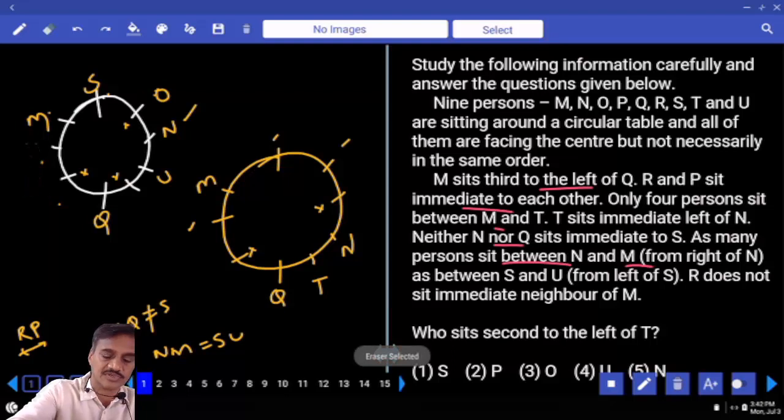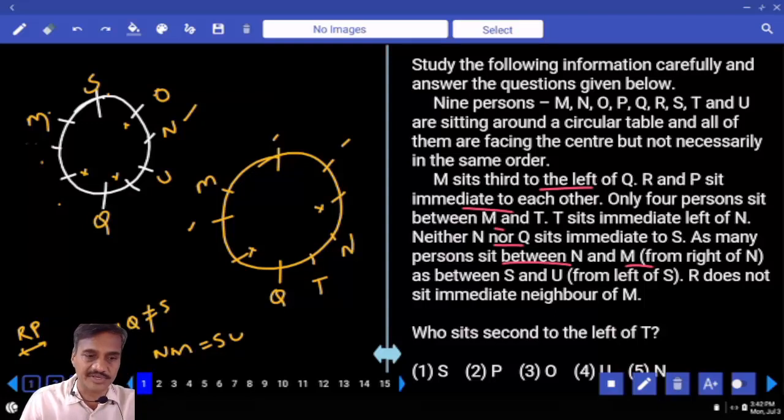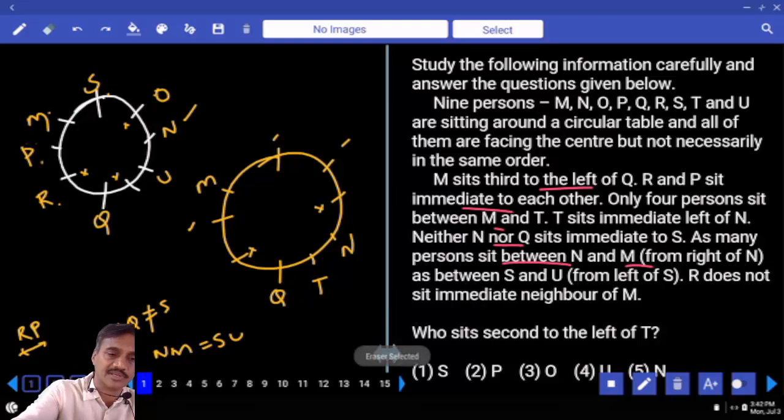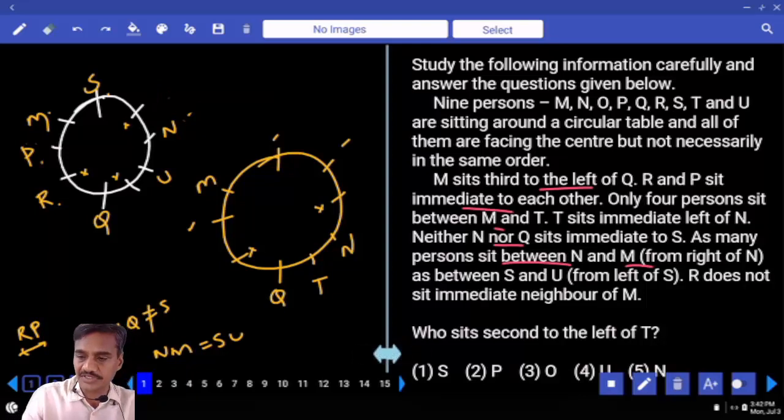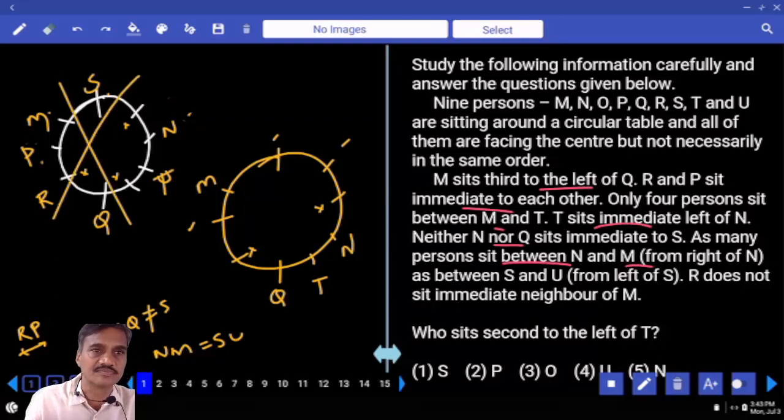now what is the next case we have? N and Q are not adjacent to S. Between N and M there are 2 people, and between S and U there are exactly 2 people. And R does not sit adjacent to M, hence R is here. Now if R is here, then P must be here. Then who is the other person left over here? Now we have T as well. T sits to the immediate left of N. T must be here. This case is not valid, isn't it?